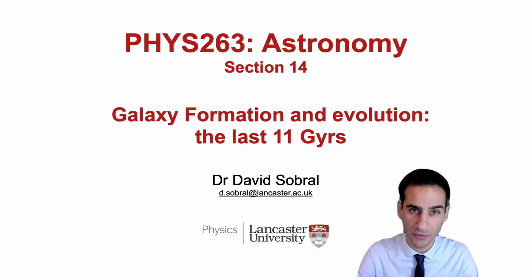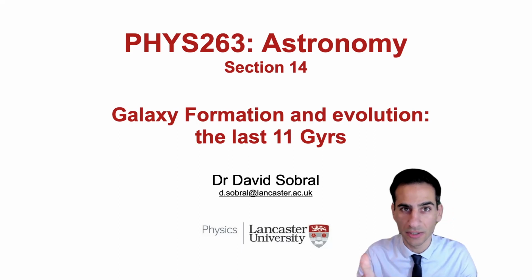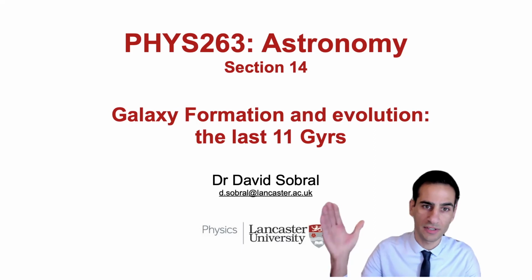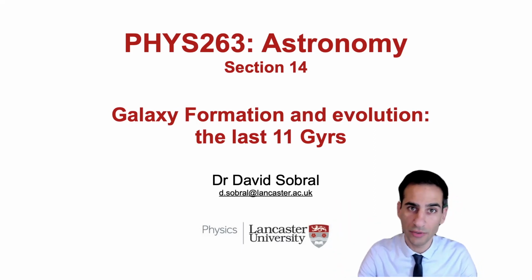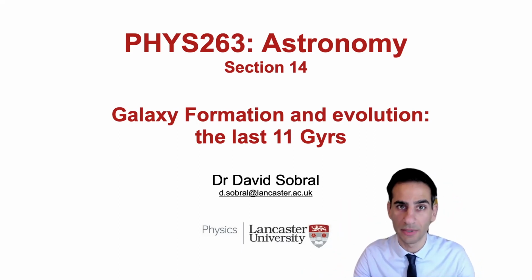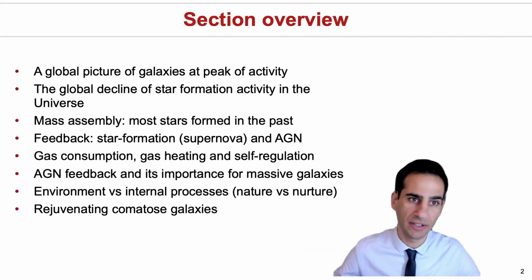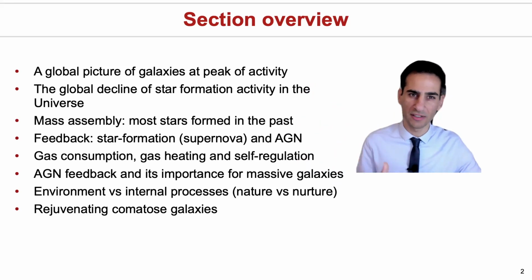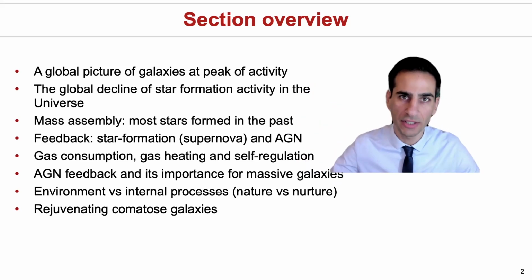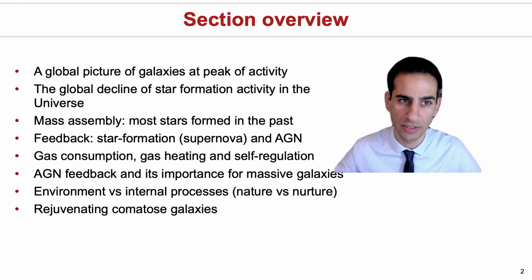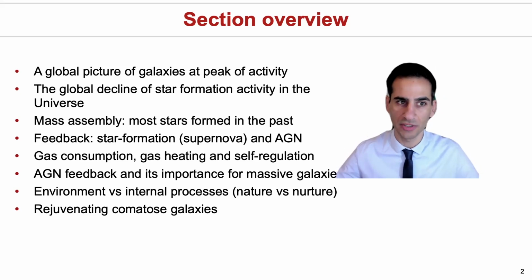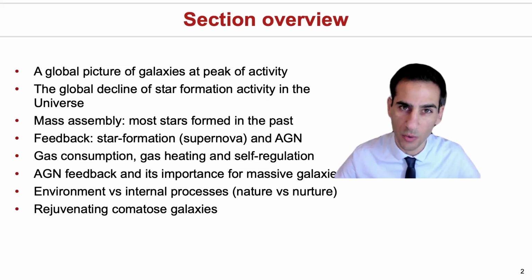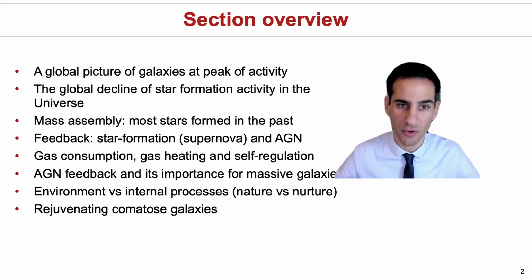This is section 14, where we're going to be continuing essentially what we covered in section 13 and now focus on galaxy formation and evolution, but over the last 11 billion years. These are some of the topics that we're going to cover. We'll start by looking at a global picture of how galaxies look at the peak activity of galaxy formation and evolution. We'll see how we've measured this global decline of star formation activity in the universe as a whole and try to understand what is causing it.